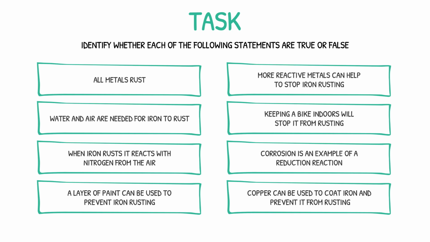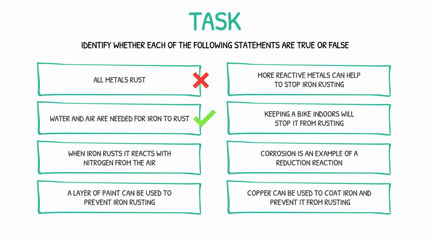Let's talk through the answer to each of these statements. The first statement is a bit of a tricky one if you're not paying full attention. This statement is indeed false, as the term rust is exclusively used to describe the corrosion of iron metal. The correct statement should read that most metals corrode, as less reactive metals such as gold are excluded. The second statement is indeed true. Both water and oxygen are needed for iron metal to rust.